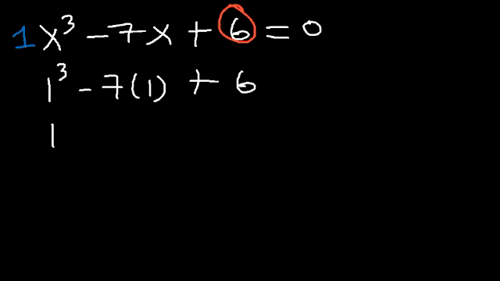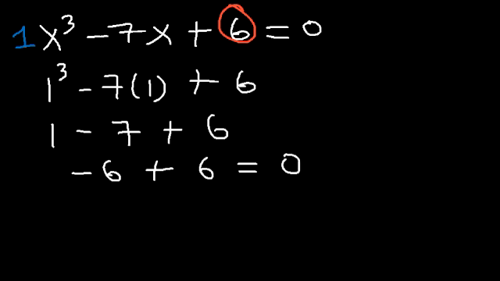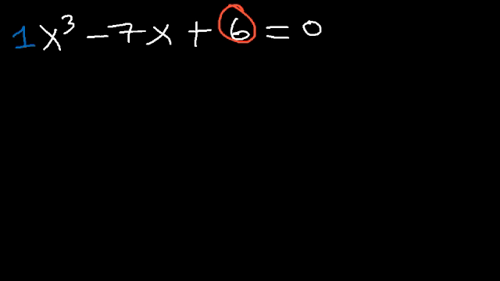1 to the third is 1. 7 times 1 is 7. 1 minus 7 is negative 6. Negative 6 plus 6 is 0. So a next value of 1 is one of the zeros. It's one of the solutions we're looking for. So we can write x is equal to 1. Now let's use synthetic division to find the other solutions, or the other zeros.